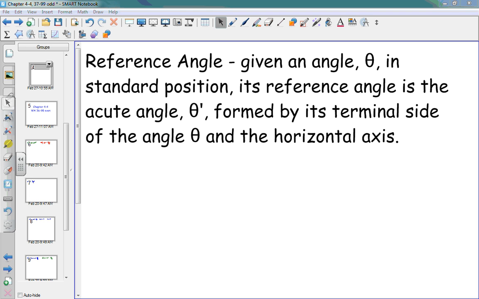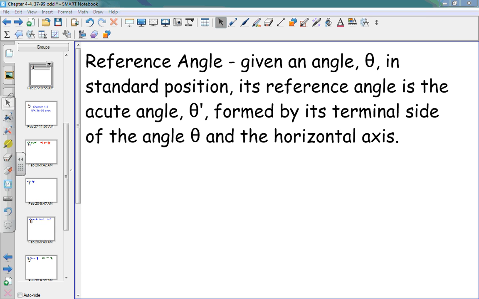Chapter 4-4 continued here. What you need to know are reference angles. A reference angle is basically an angle that is less than 90 degrees. Given an angle theta in standard position, it's very, very important, its reference angle is the acute angle theta prime. Acute meaning what? Smaller than 90, so an angle between 0 and 90, formed by the terminal side of the angle theta and the horizontal axis.